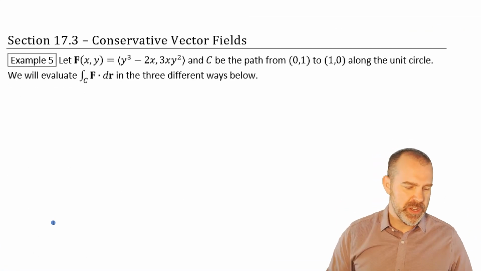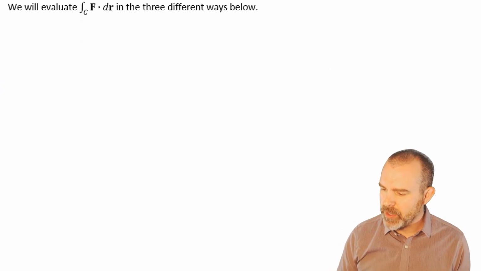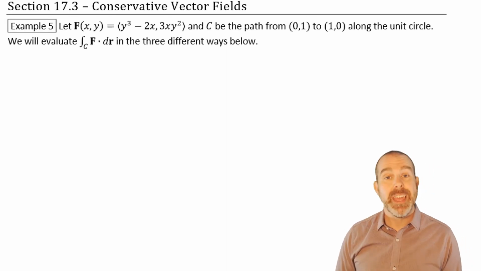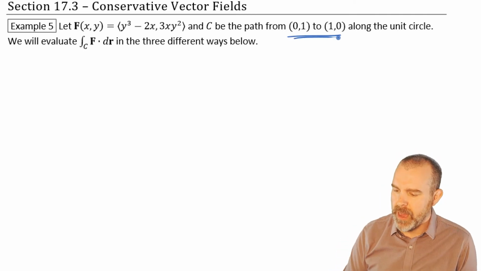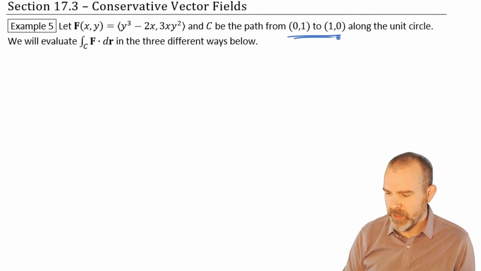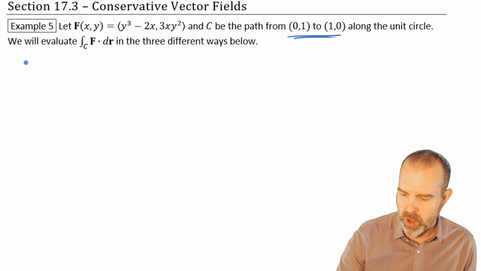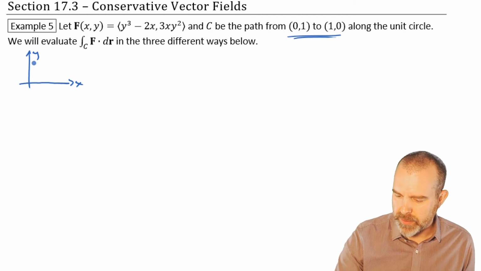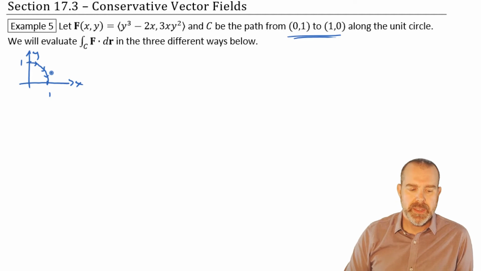Okay, we're going to finish with one last set of examples and a couple of theorems. So we are going to do this example, the same field, and we're going to try following the path from (0, 1) to (1, 0) along the unit circle. And we're going to try it 3 different ways just to show that we will get the same thing in all 3 methods. We have (0, 1) to (1, 0), along the unit circle. So this is the direction we're going.